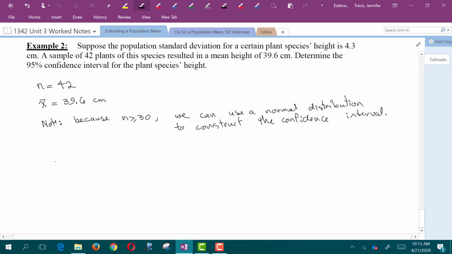Okay, so the first thing we want to do is find our standard error. This is going to be the sigma of all the x bars. So that's going to be sigma divided by the square root of n, population standard deviation divided by the square root of the sample size. So this will be 4.3 centimeters divided by the square root of 42, which is approximately equal to 0.664 centimeters.